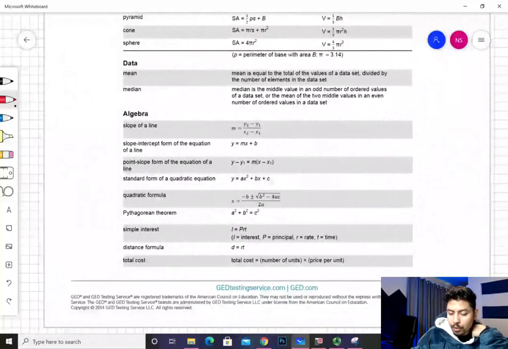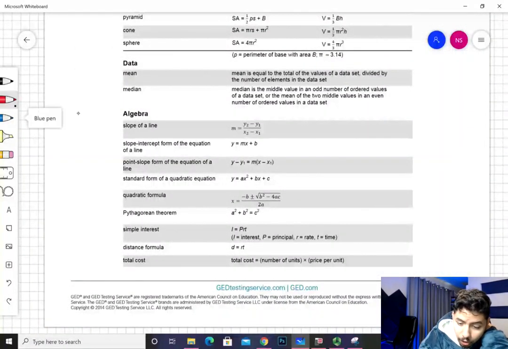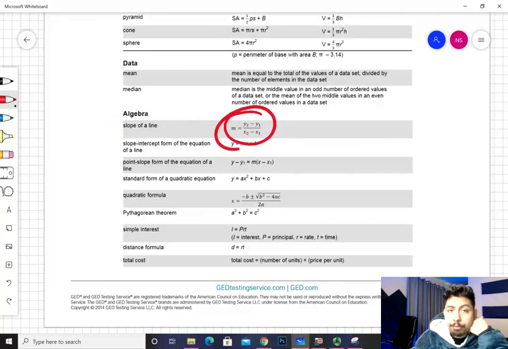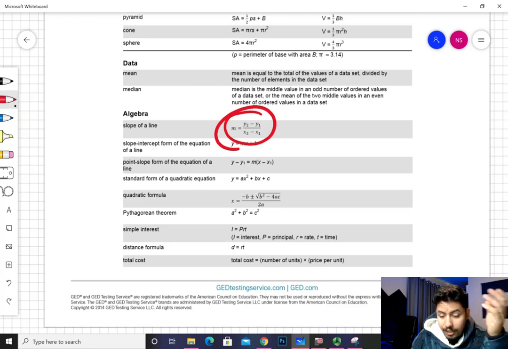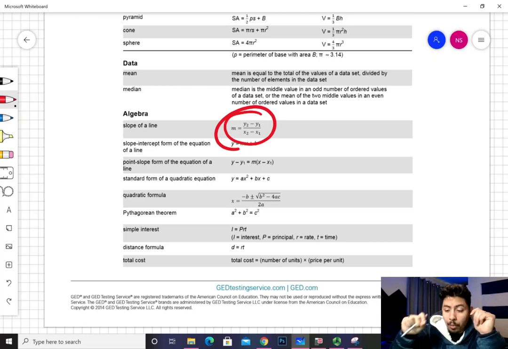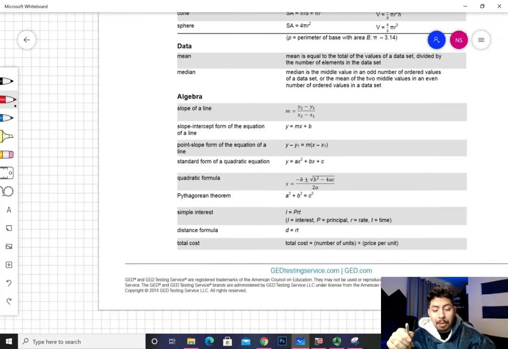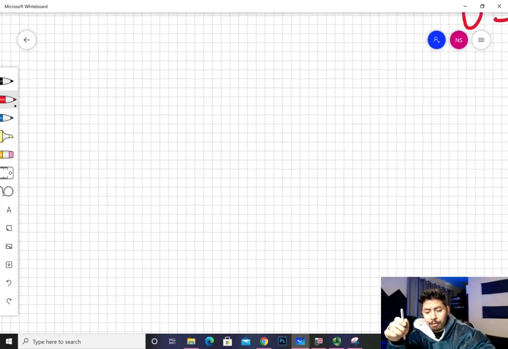If we go down, we could see this little thing called slope of a line. That is the slope of a line formula right there. M equals, M we know means slope, right? So what is the slope? Slope equals y2 minus y1 over x2 minus x1. All we got to do is use a simple little formula to find the slope mathematically. It's super straightforward, my friends.